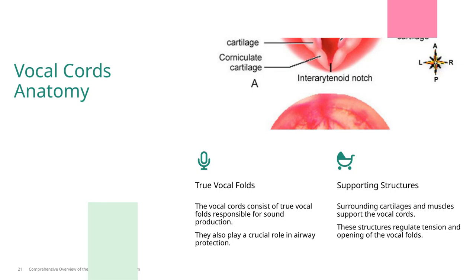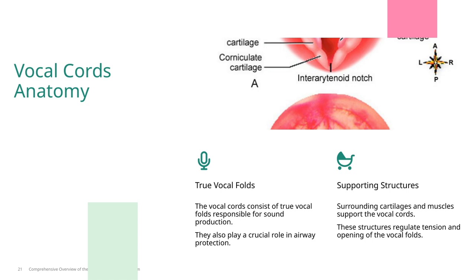Now, let's take a closer look at the supporting structures of the human respiratory system, specifically the surrounding cartilages and muscles that play a vital role in voice production. These structures support the vocal cords and are essential for regulating their tension and the way they open and close during speech and breathing. By controlling these movements, they help us produce different sounds and phonations.